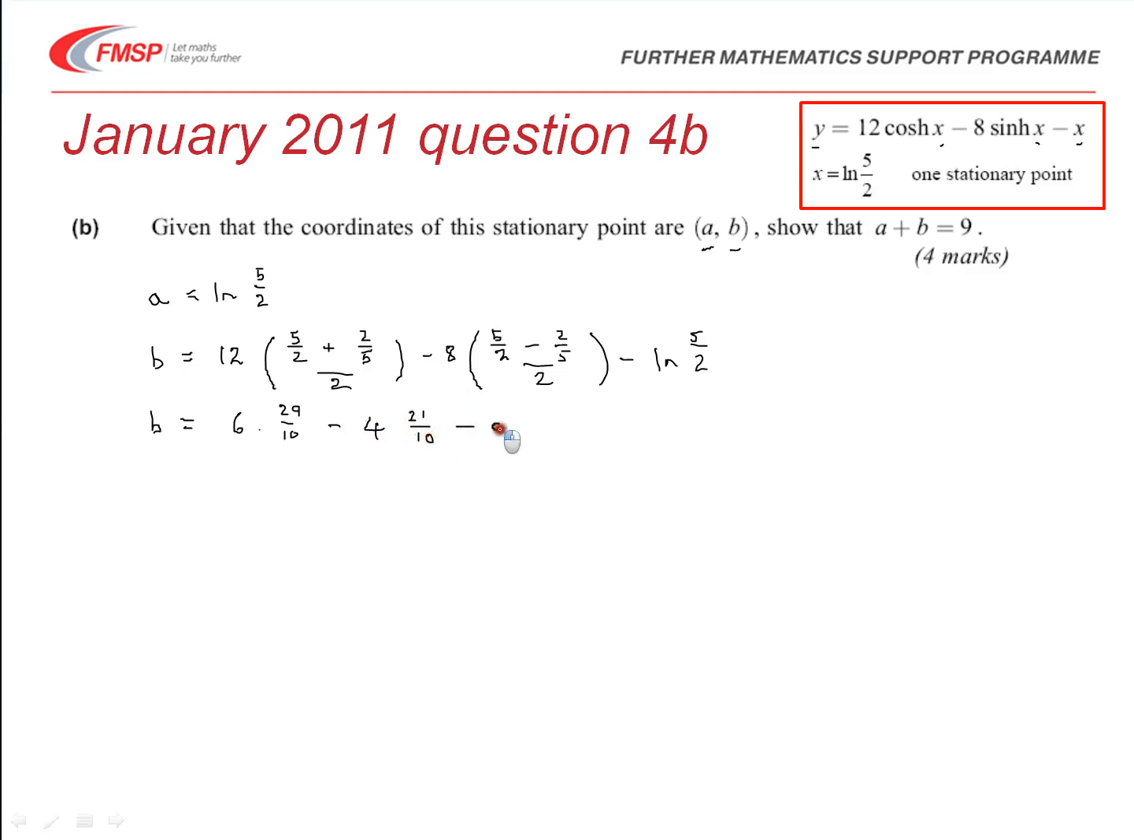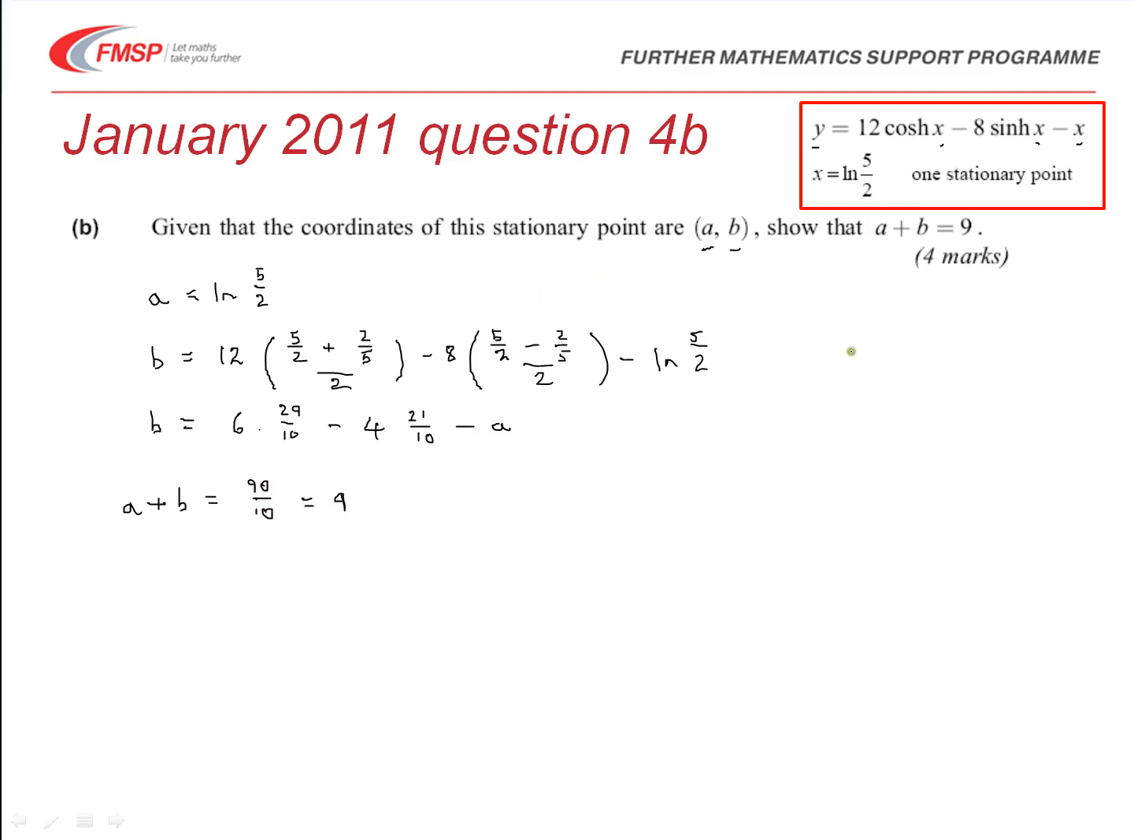And as I said, that value at the end is actually the same as a, and so since we want an expression for a plus b, that would make more sense to put that in. So now I can take the a over to the other side, and all you've now got to do is to collect all of this together. So you've got 6 lots of 29, which is 174, and 4 lots of 21 is 84. Subtract 1 from the other, and you get 90 over 10, which of course is the same as 9, and hence the result that we require.